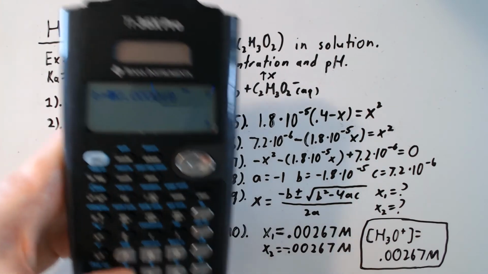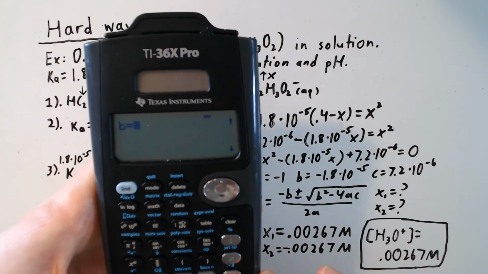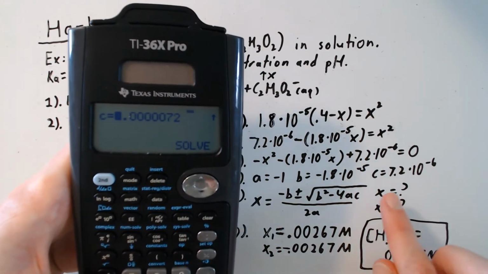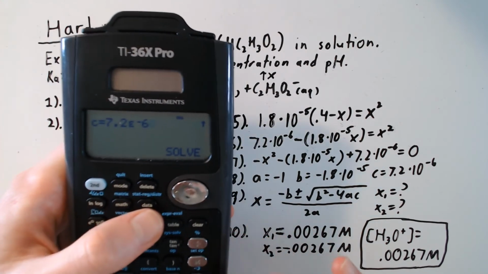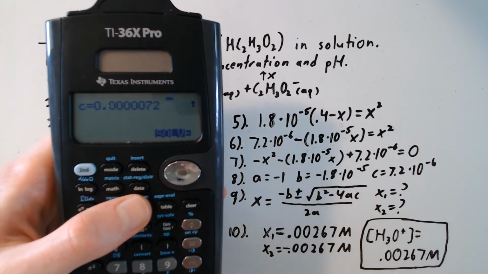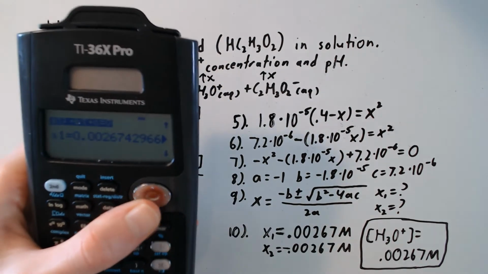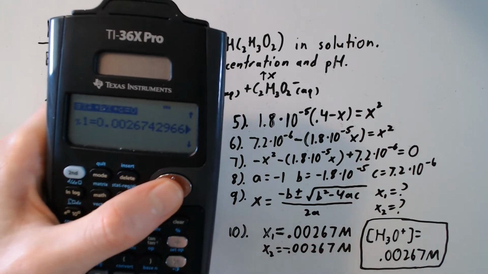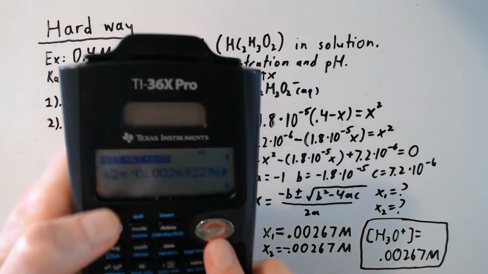Then we have the second one, b, it's -1.8 times 10 to the -5, so -1.8 minus 5. And then for c we get 7.2, -6. And these are all of our coefficients entered here. Now we can just press solve, and boom, we get the x's for this equation. The first x is 0.00267, just like here. And the second one is -0.00267, just like here.